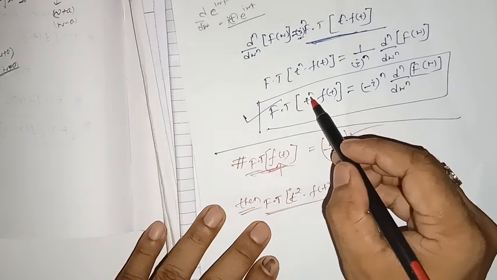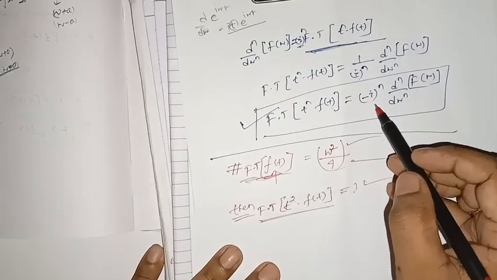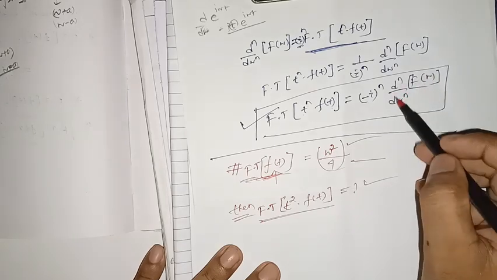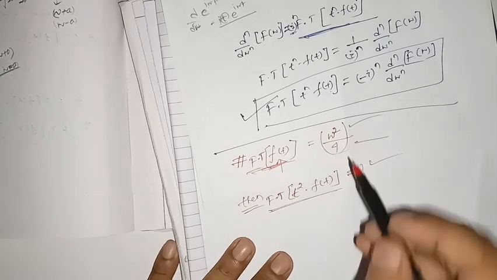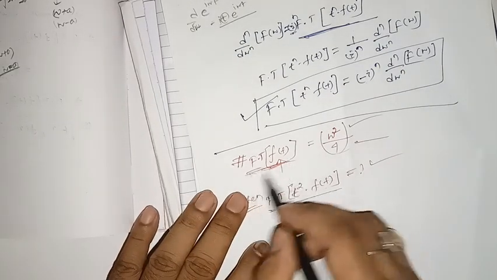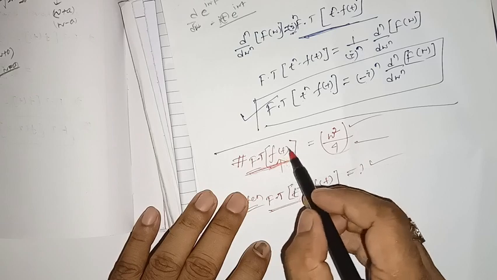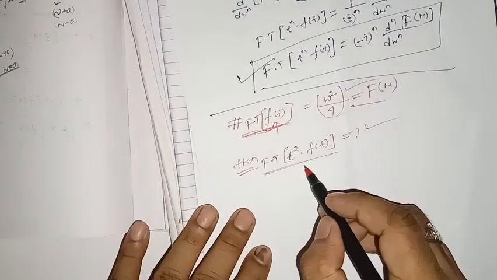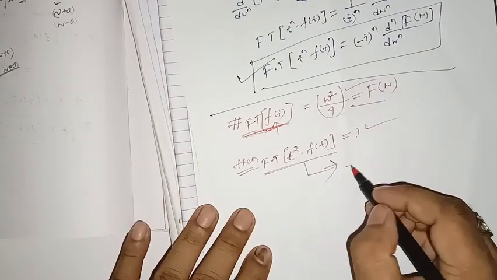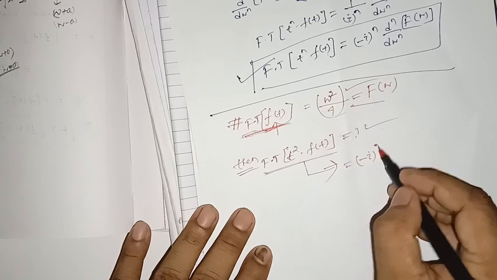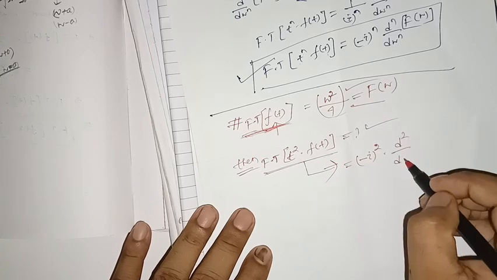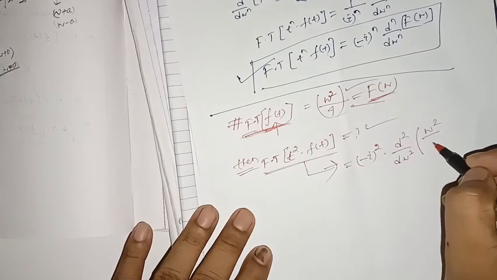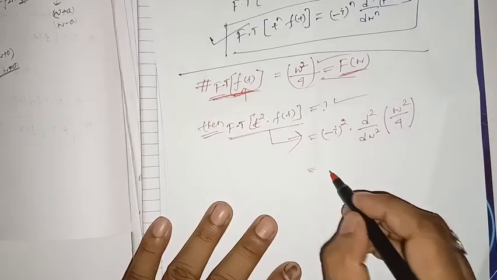If n equals 2, then this will be (-i)^2, and this is the double derivative of F(omega). In the question itself it has been given that the Fourier transform of f(t) is this one, which is nothing but capital omega. So what will this answer be? i to the power 2, the double derivative with respect to omega of capital F(omega), that is omega squared by 4. So what will the answer be?